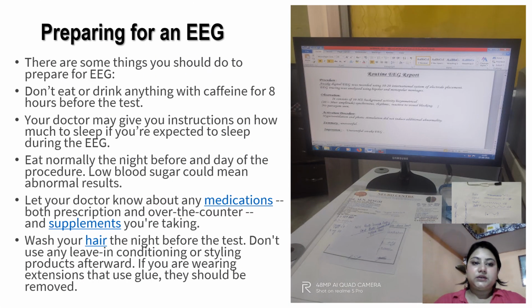Preparing for an EEG. There are some things you should do to prepare for an EEG. Don't eat or drink anything with caffeine for 8 hours before the test. Your doctor may give you instructions on how much to sleep if you are expected to sleep during the EEG. Eat normally the night before and day of the procedure. Low blood sugar could mean abnormal results. Let your doctor know about any medications, both prescription and over the counter, and supplements you are taking.